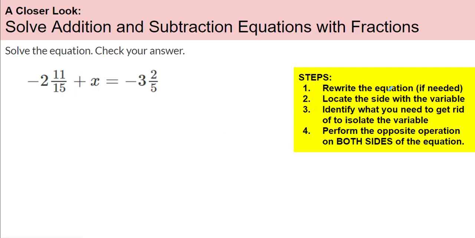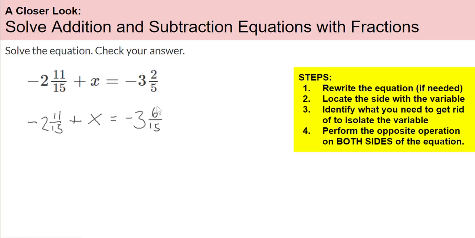When we rewrite the equation, especially when we have fractions, I'm going to rewrite it so that we have the same denominators. I'm going to make common denominators. So I know -2 and 11/15 can stay as that. The 15, I know there's a relationship between 15 and 5. So I'm going to change this next fraction, -3 and 2/5, to -3 and 6/15.